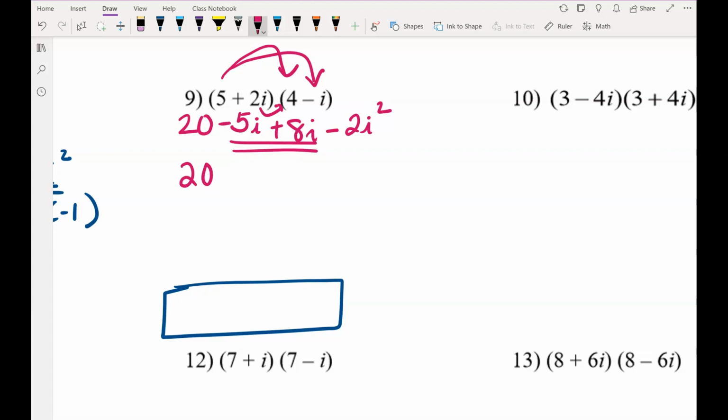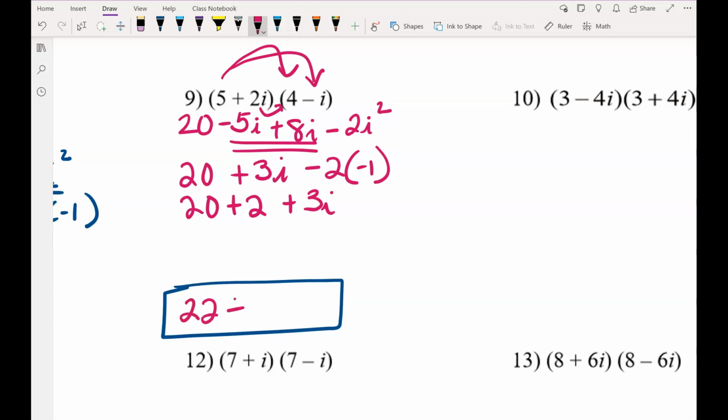Okay. Negative 5i plus 8i is 3i. And then i squared, we would change that to what, hon? It would be negative 1. Good. And then negative 1 times a negative 2 would give us? Positive 2. Yep. So final answer is 22 plus 3i.